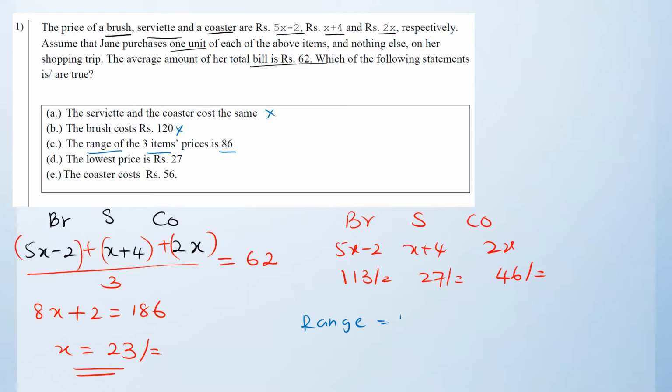Range is maximum minus minimum. Maximum is 113, minimum is 27. So the range is 86. So that is correct. D, the lowest price is 27. That is also correct. The coaster costs 56. That is wrong. It's 46. So we have C and D only.